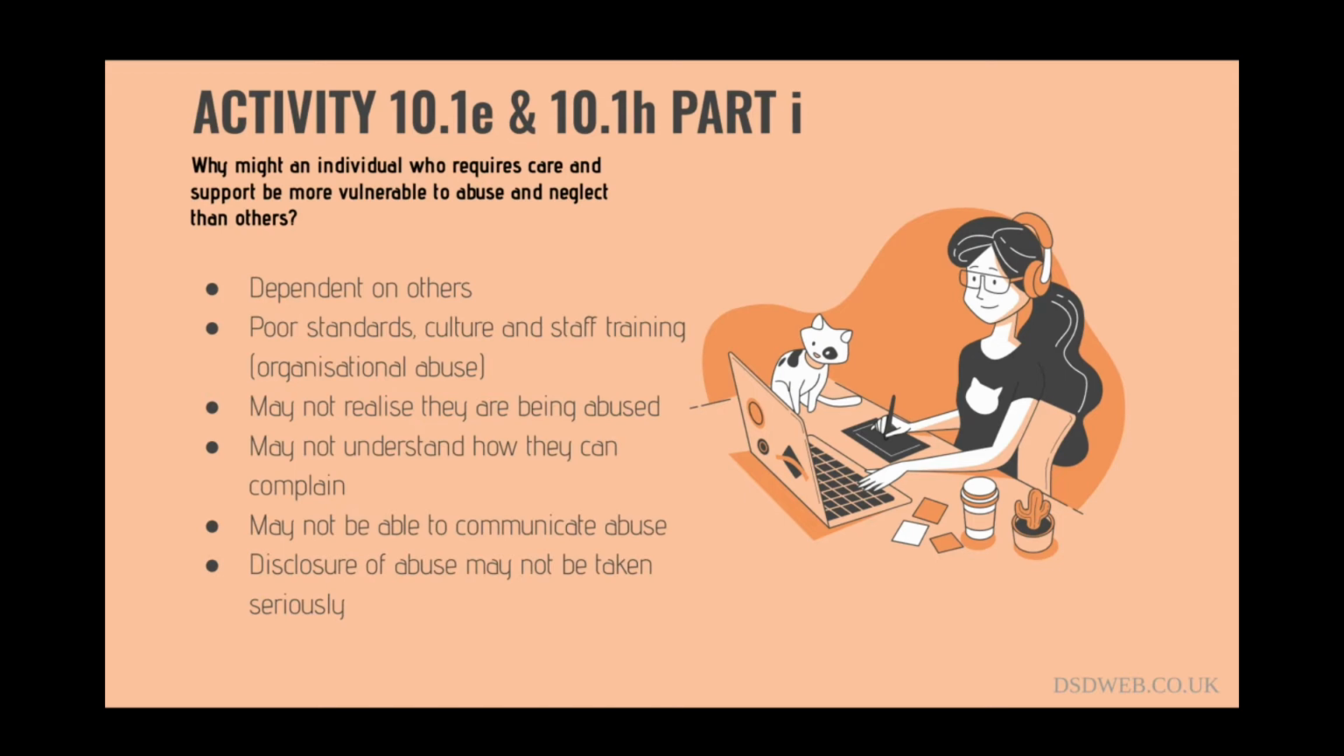Poor staff training can result in inappropriate action being taken against individuals that display behaviour that challenges. They may have specialist needs that are not being catered for. Individuals with learning disabilities or dementia may not realise that they are being abused or be unable to understand how they can prevent it. Individuals receiving care may not be able to communicate that they have suffered abuse, or their disclosures may not be taken seriously.